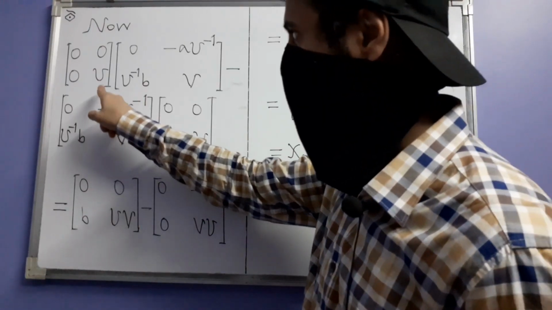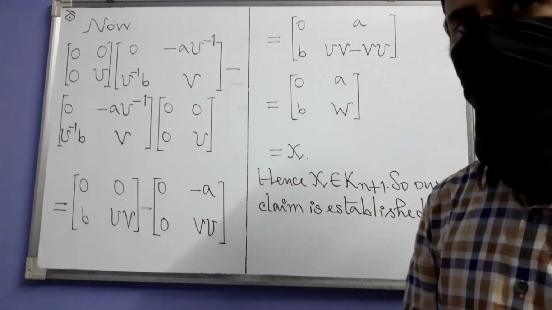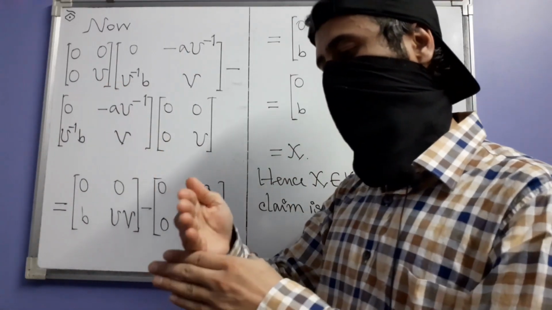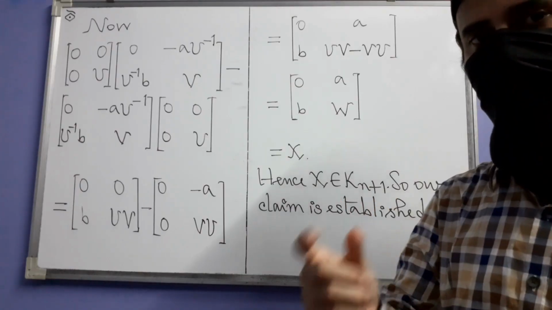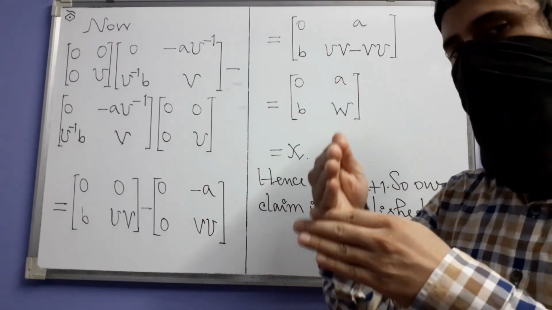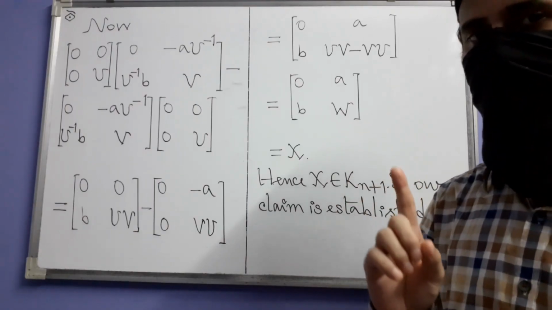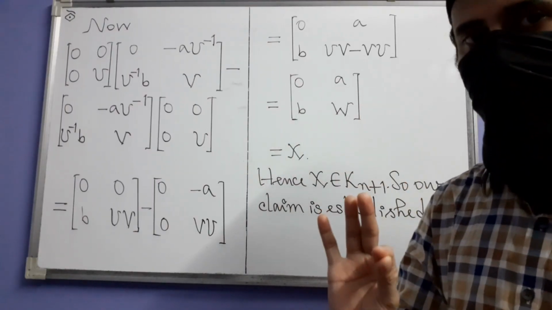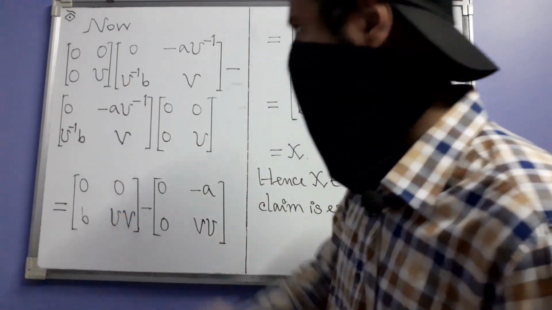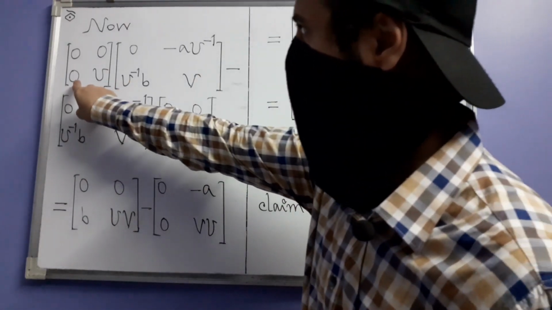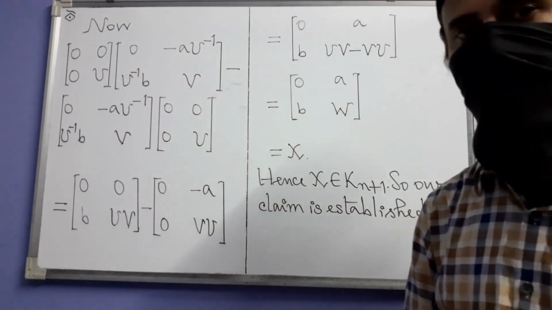Now you have to be careful. What is U inverse B? Actually the product is U times U inverse B, but because matrix multiplication is associative, you can consider U and U inverse together. That gives you the identity matrix, and that times B is B itself. So that way you get B here. And finally, this times this plus U times V is UV.